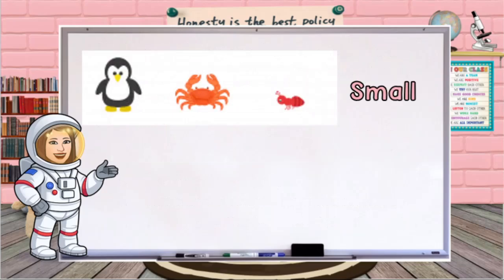Let's have another set of pictures. Here we can see a penguin, a crab, and an ant. And the word to be used is the word small. You may pause this video while answering.